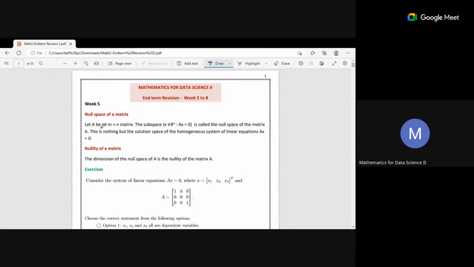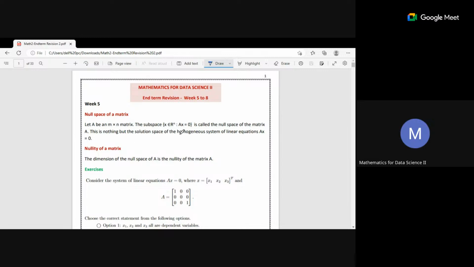So we'll start with what is the null space of a matrix. Let A be an m by n matrix. For any m by n matrix, the subspace of x in Rn such that Ax is equal to 0, that is the set of all solutions of this homogeneous system, is called the null space of the matrix A.